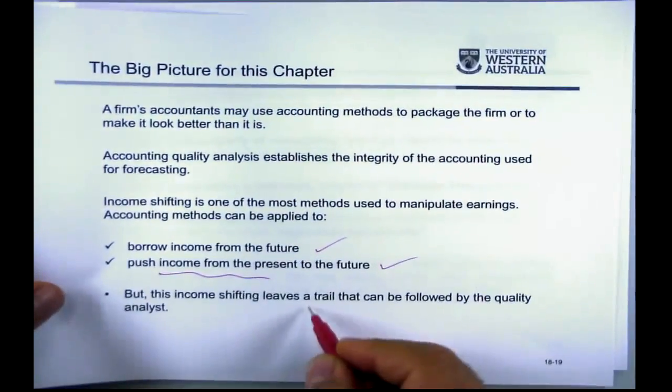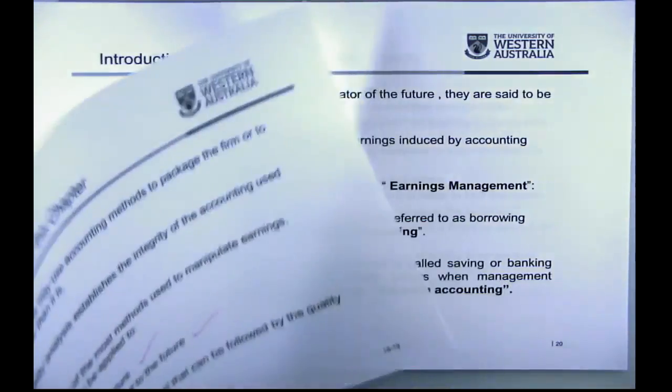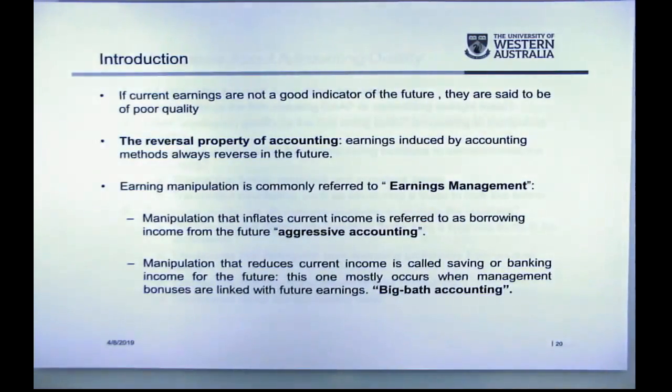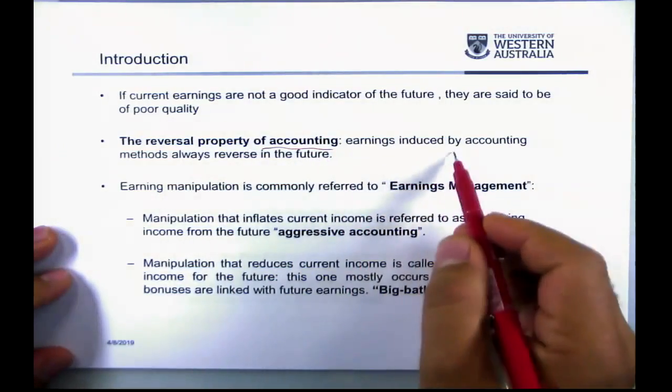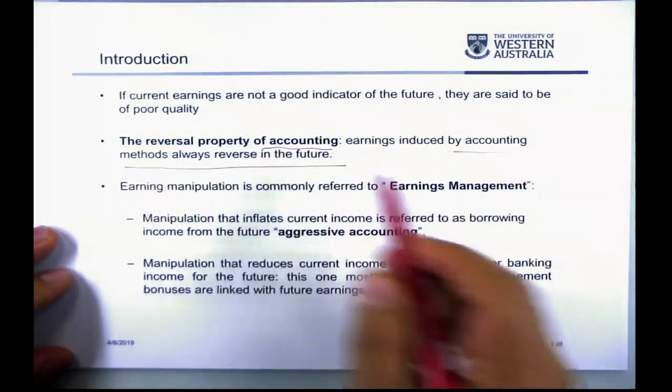Normally, this kind of manipulation leaves a trail. There is no complete crime. There is always a trail. Why is that? Because of the reversal property of accounting.